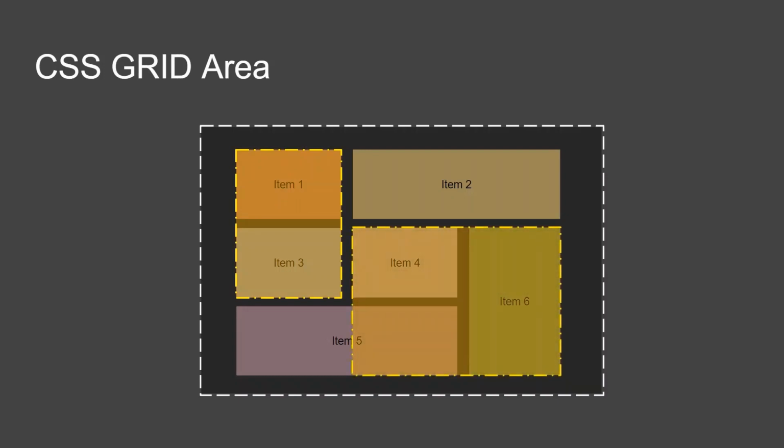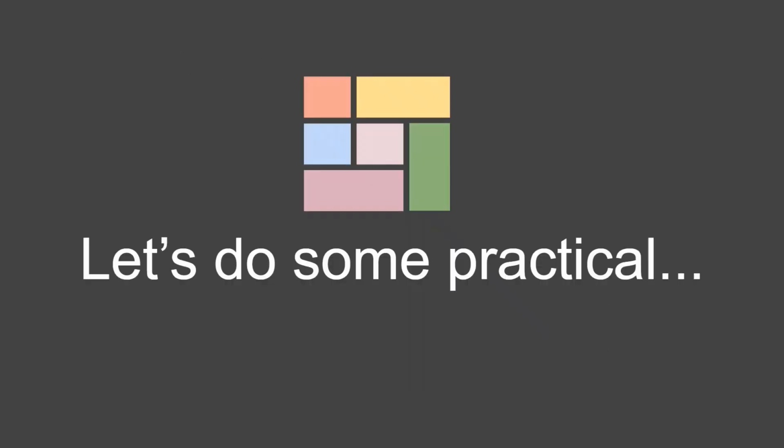An area can be defined as a square or rectangular box which is made up by combining rows and columns together. So now we understand some concepts in CSS Grid. This will make our lives a little bit easier when we use the properties. So let's get our hands dirty with CSS Grid.